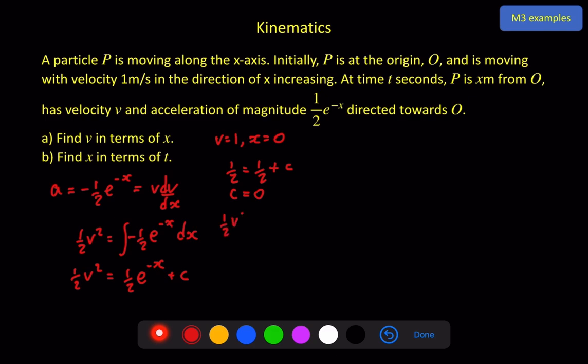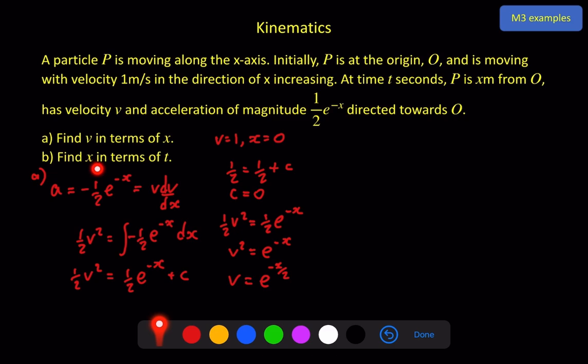So half v squared is equal to a half e to the minus x, and I'm aware I didn't actually read the question. I've just assumed what we're doing here. Find v in terms of x. Yes, that's what I was automatically doing for part A here. So as with the previous questions, we need v here, not v squared. So v squared is equal to e to the minus x, square root that, and we get e to the minus x over 2.